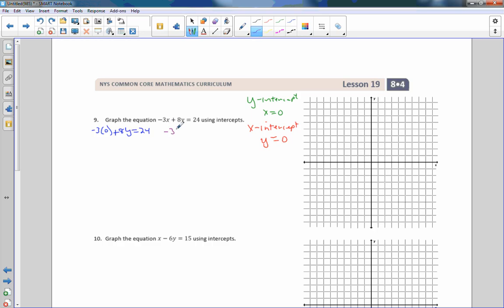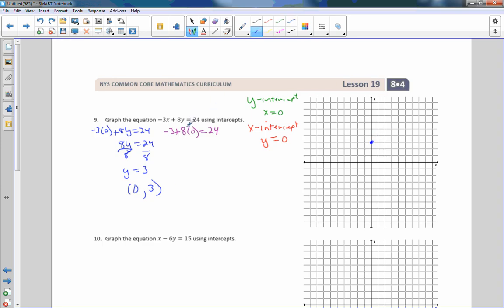So this is -3x plus 8 times y, with x being 0, equals 24. So -3 times 0 is 0, plus 8y equals 24. That's just 8y equals 24. So all you can really do is eliminate this portion. You get 8y equals 24. Okay? And then I divide by 8, and I get y equals 3. So when x is 0, y is 3. So that is my y-intercept, (0, 3).